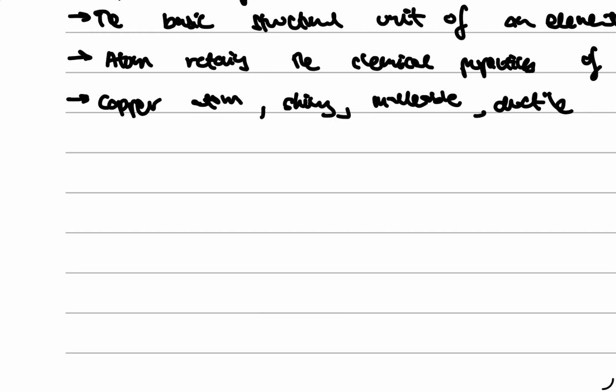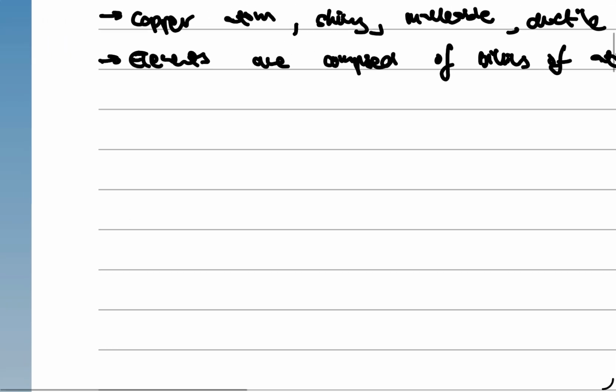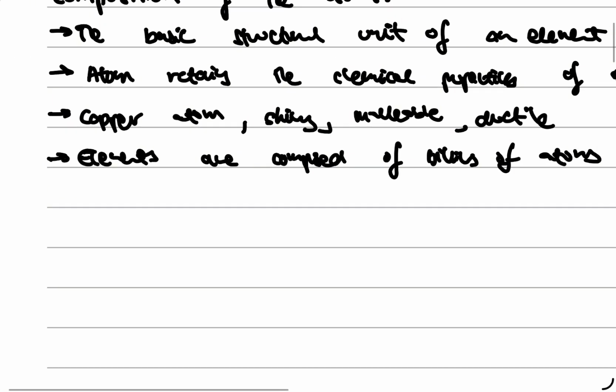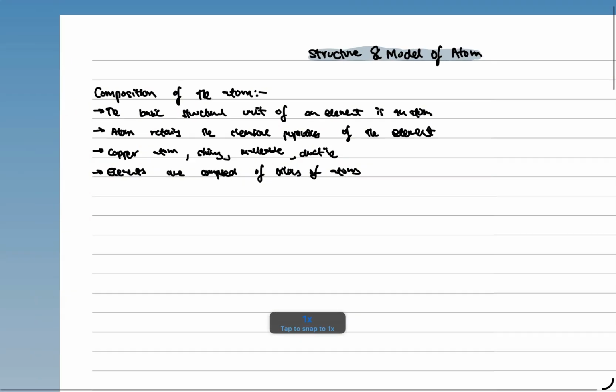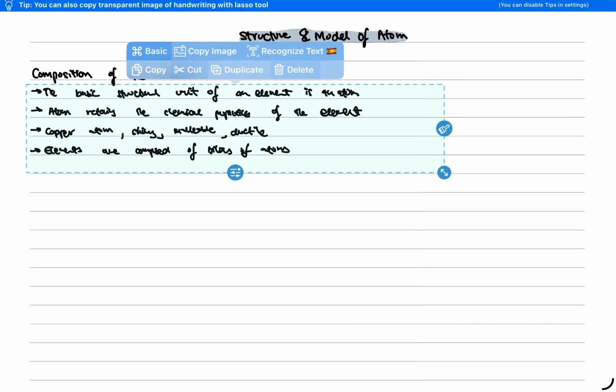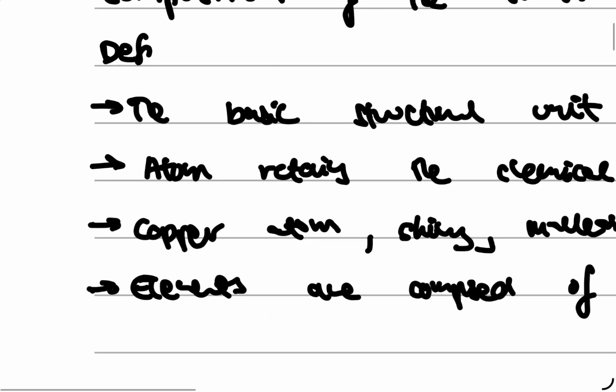And in an element, often there are billions of atoms. So we can just mention that elements are composed of billions, even more, there's way too many of them. Now that we've spoken about the definition, let's talk a little more about the composition itself. So let's divide this up so that we have a better understanding here. So this is the definition.